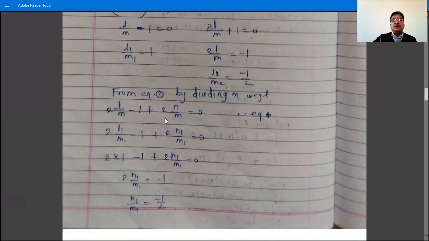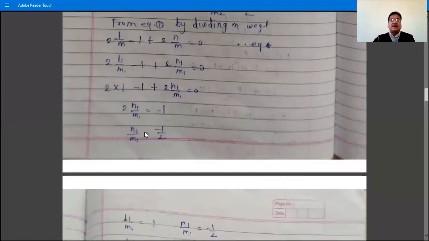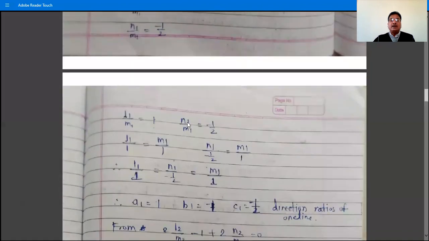Okay, and then take suffix as 1. So l1, m1, n1, m1, and then substitute l1 by m1 as 1. So we get 2 minus 1 plus 2n1 by m1 is equal to 0, meaning 2n1 by m1 is equal to minus 1. This 2 minus 1 becomes minus 1 plus 1, and then after shifting to the RHS it becomes minus 1. Then n1 by m1 is minus 1 by 2. So l1 by m1 is 1, and n1 by m1 is minus half.